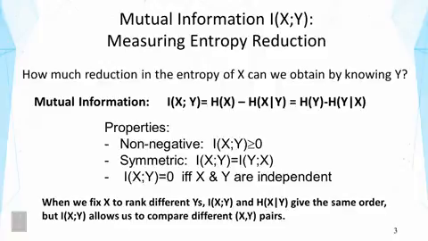Now, when we fix x to rank different y's, using conditional entropy would give the same order as ranking based on mutual information, because in the function here, H of x is fixed because x is fixed. So ranking based on mutual information is exactly the same as ranking based on the conditional entropy of x given y. But mutual information allows us to compare different pairs of x and y. So that's why mutual information is more general and in general more useful.